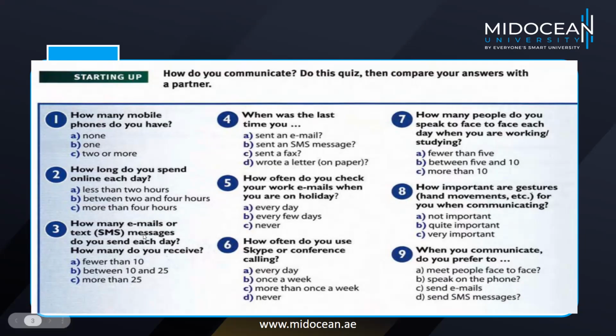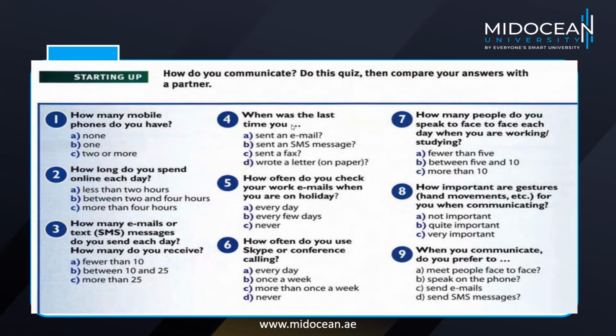Number three here, how many emails or texts, SMS messages do you send each day? كم الايميلز او الرسائل النصية اللي انت بترسلها كل يوم. How many do you receive also? How many do you receive? وقد ايه يعني كم عدد الرسائل او الايميلز اللي انت بتستقبلها every day. So fewer than 10, اقل من 10, between 10 and 25, or more than 25.